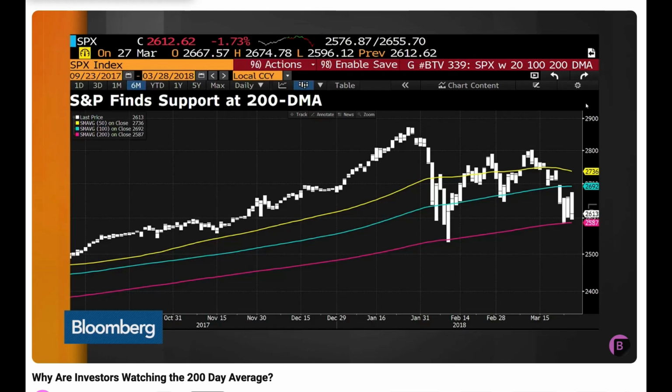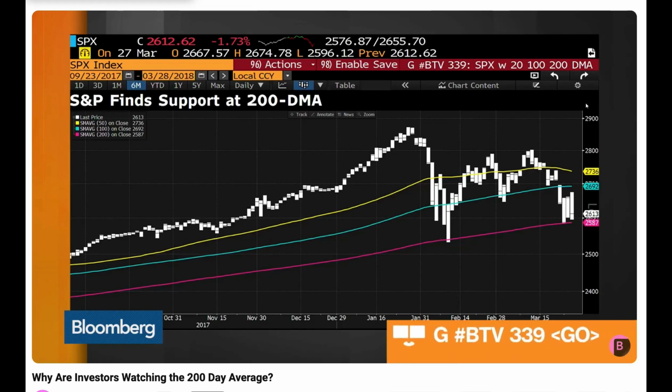We've been in that bull phase and we've tested that bull phase a few times with tests of the channel. We tested it in February, bounced off the channel low. Tested it again in March, bounced off the channel low. That low happens to be right around the 200-day moving average right now.